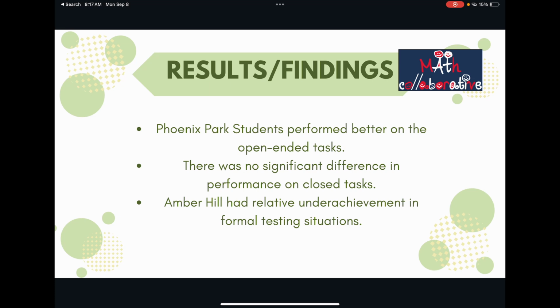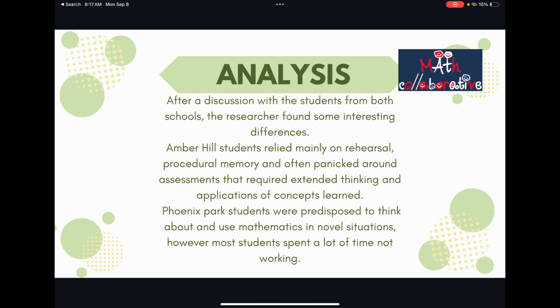She found that the Phoenix Park students performed much better on open-ended tasks because they had the mindset; they were already predisposed to doing open-ended tasks. And actually, surprisingly, well, not surprisingly really, there was no significant difference in performance on closed tasks. You would think that the Amber Hill students would do better since they were used to closed tasks, but there were actually no significant differences. And then Amber Hill had relative underachievement in formal testing situations as opposed to Phoenix Park. So let's talk about why this was the case.